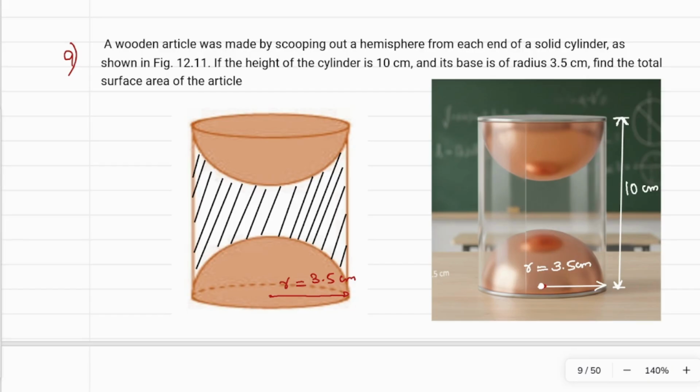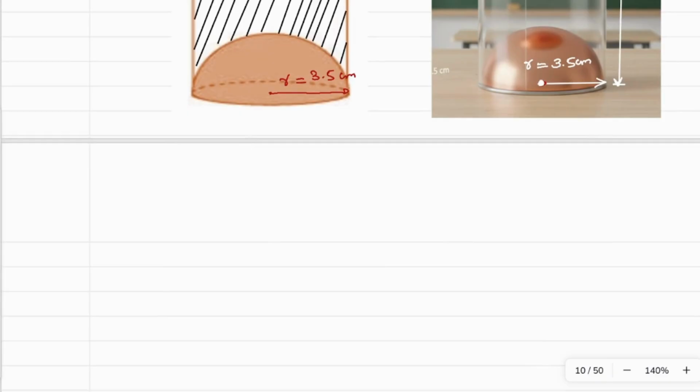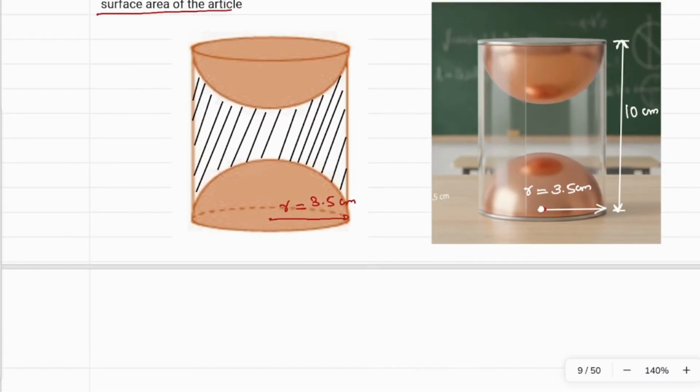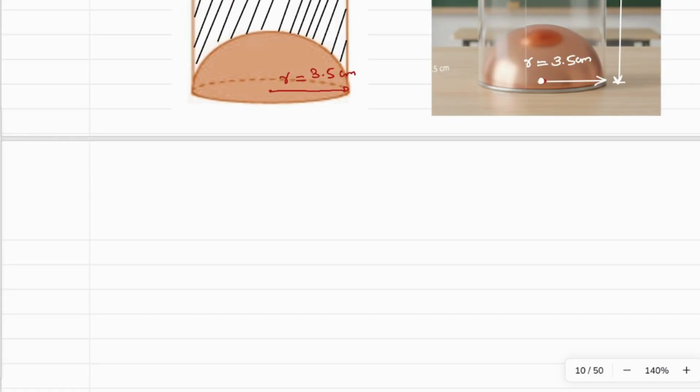Now, what do we have to find? We have to find the solid part. That means from the entire cylinder, we have to reduce the area of these 2 hemispheres. Then we will get the remaining surface area of the article. So first, what are the things given? The height of the cylinder is given, and the radius of the cylinder is given. So we have to find the CSA of the cylinder.